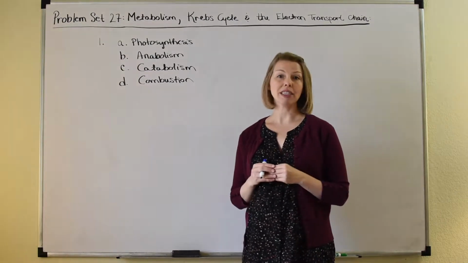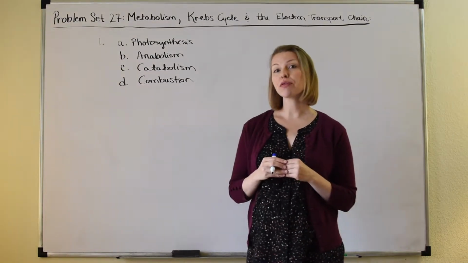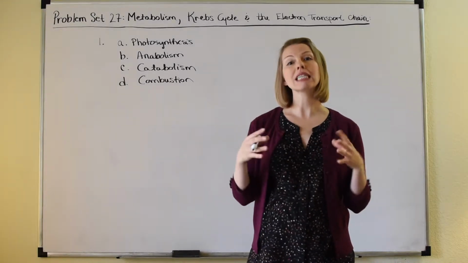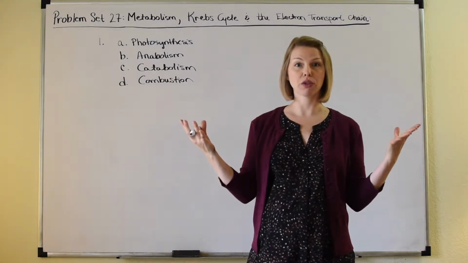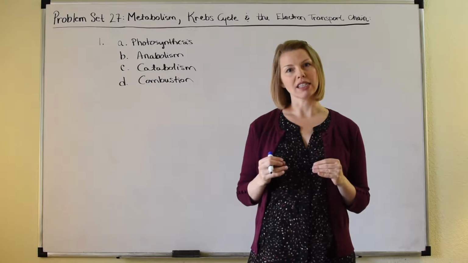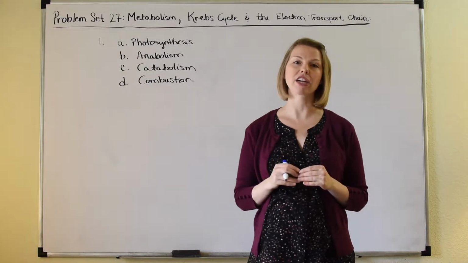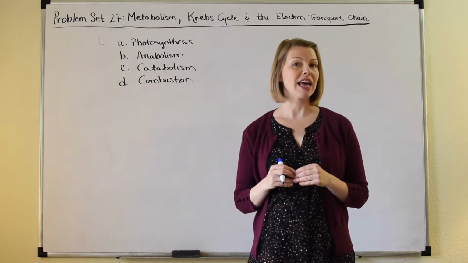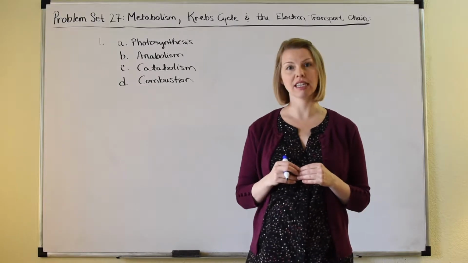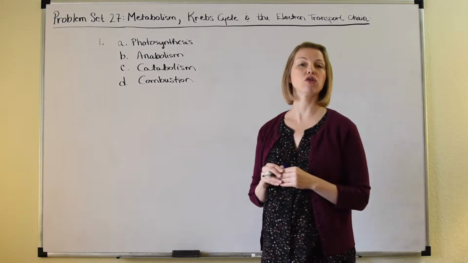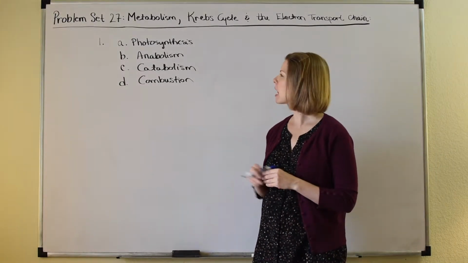B, anabolism. Anabolism refers to the building up of larger biomolecules from smaller ones. And that process requires energy. So again, this is an endergonic process, not an exergonic one. So do not circle B.